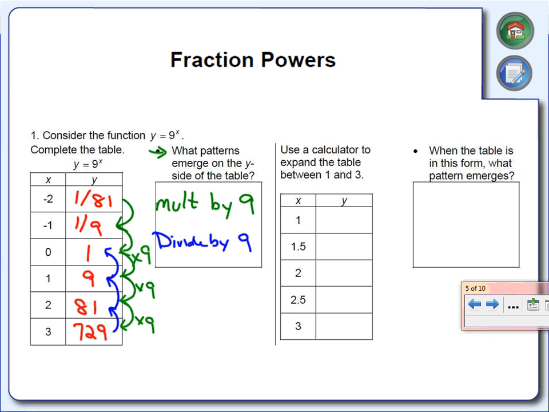Now we're going to take a closer look. We're still using the same function, y equals 9 to the x power. But this time we're going to look at the table at the numbers between 1 and 3. So we already know what we see next to the 1. We see a 9. But what do we see next to 1.5? Now you may have to adjust your table so that you can see that 1.5. So go ahead and adjust your table. Table set. What number do you see next to 1.5?